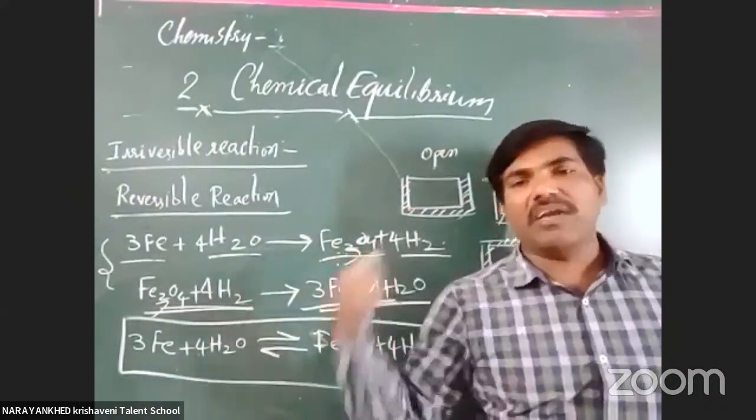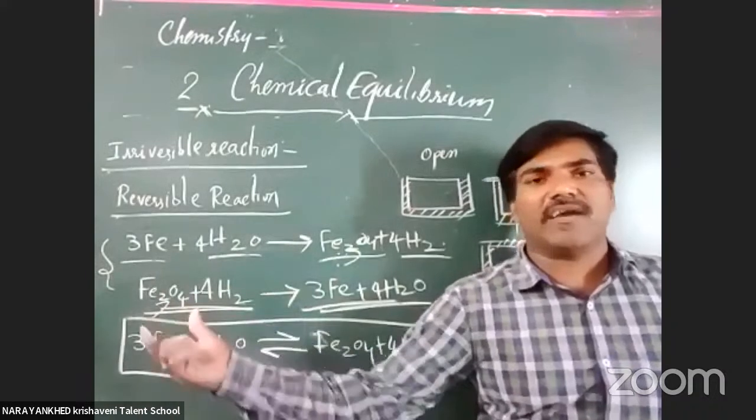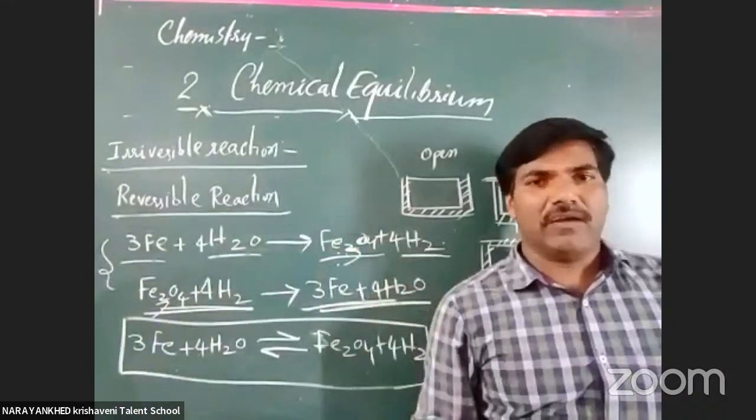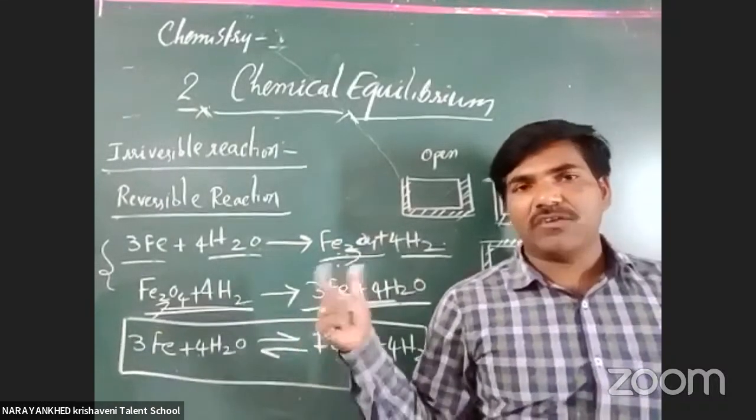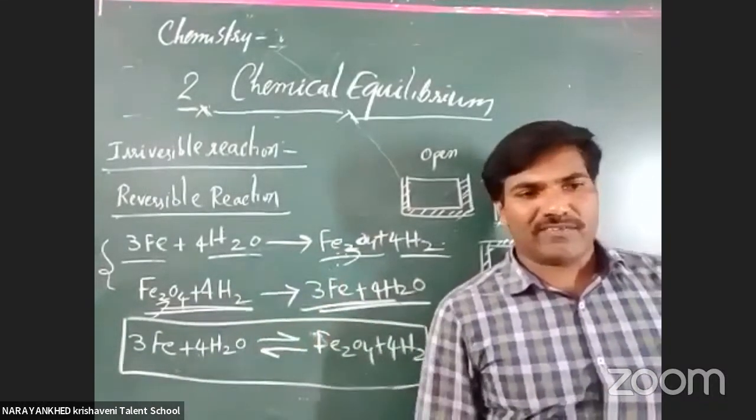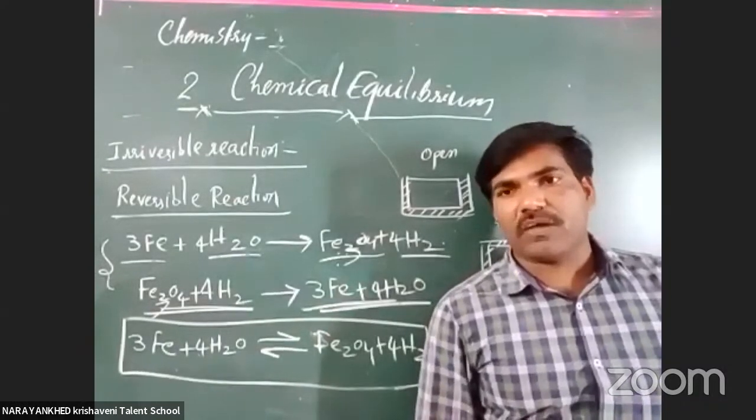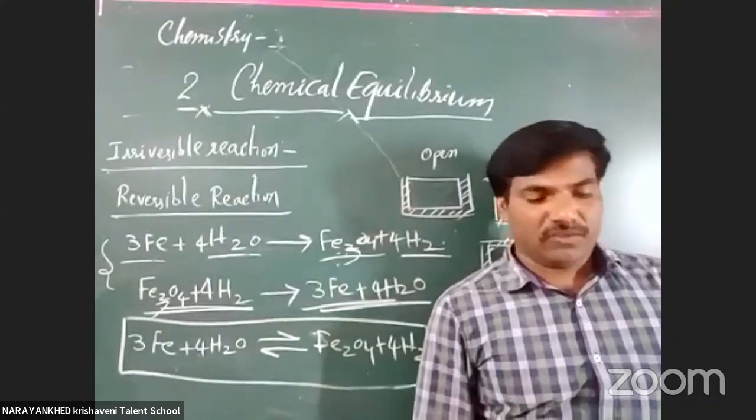Yes, this is called equilibrium. Changes may occur, but they become equal. How is it possible? That is what we are going to discuss. Tomorrow we are going to discuss chemical equilibrium. This is our lesson for today.